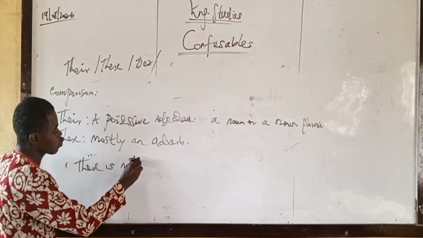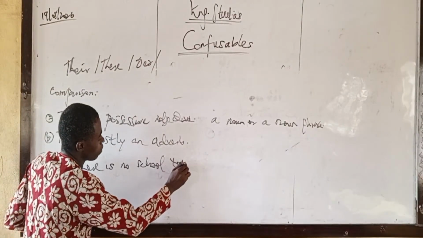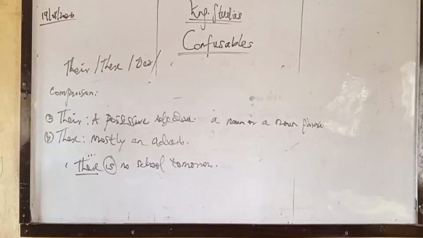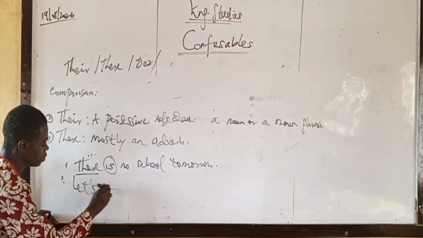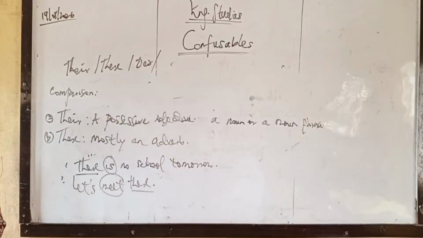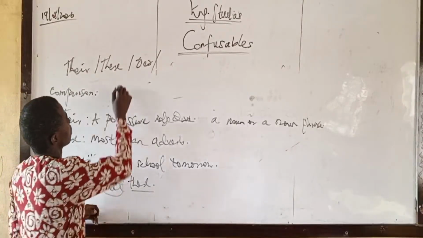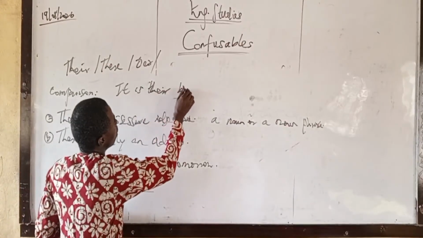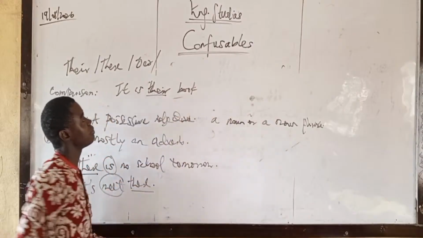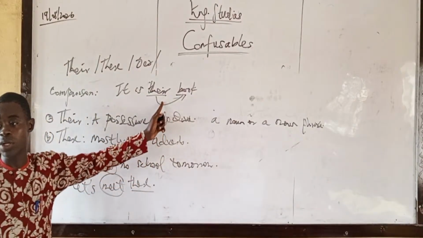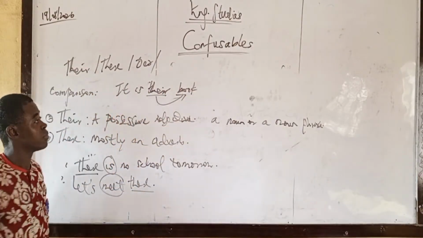Let's go, number one. There is no school tomorrow. Take note, it is coming before the verb is. Number two, let's meet there. It is coming after the verb meet. Take note of that. Let's go to this. It is their book. It's coming before what? A noun. Showing what? Possession. You get that?